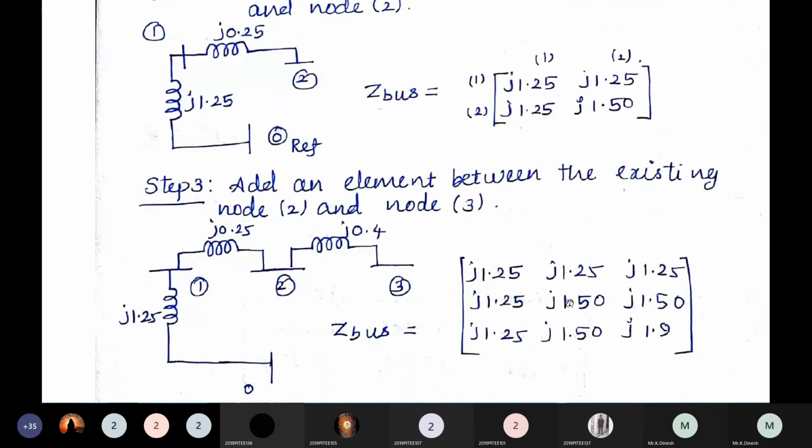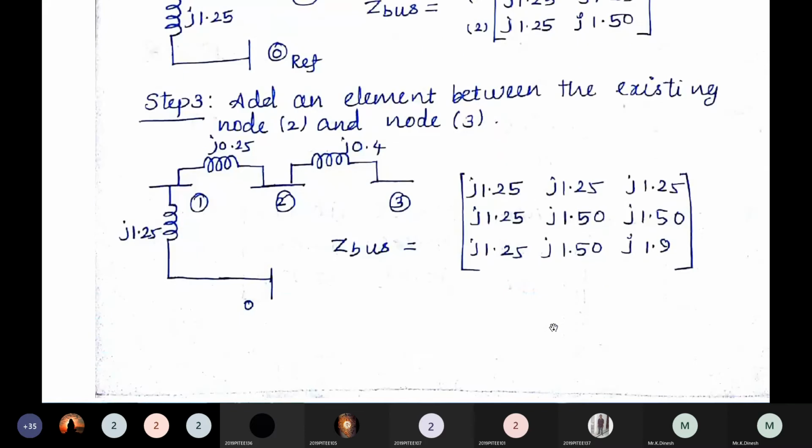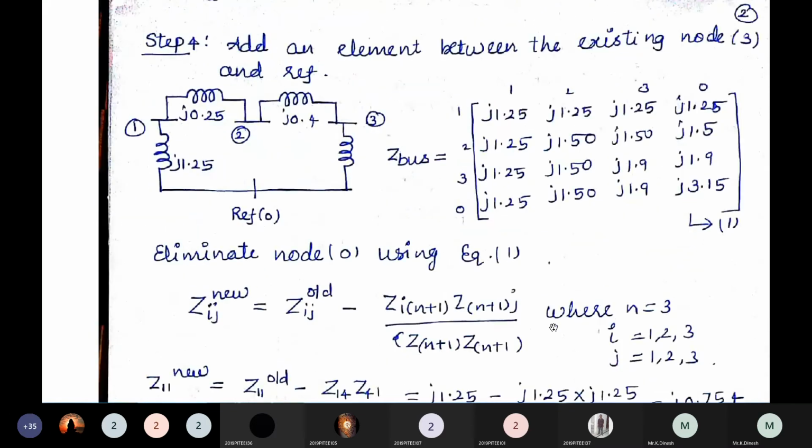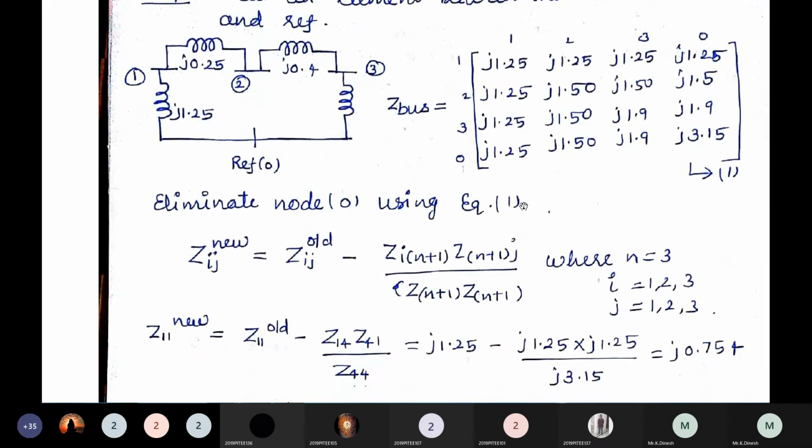You have a 3x3 matrix J.125, J.125, J.125. The 4 elements remain the same, and 3 and 3, that is Z33, is J1.9. That is step number 3. The step number 4 is this element, that is 3 to reference element is added. You have a 4x4 matrix. Now you have to eliminate your node 0 using this relation.